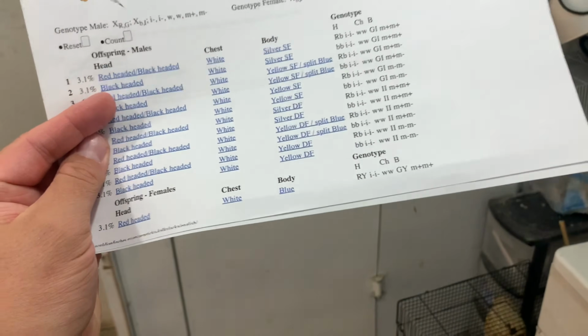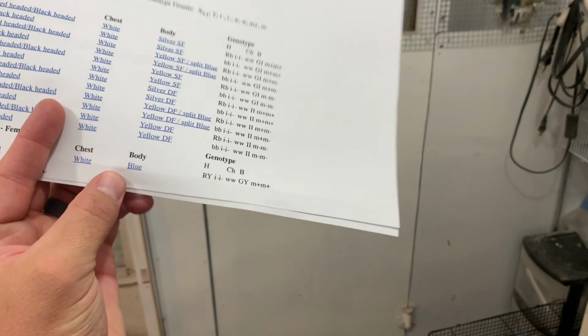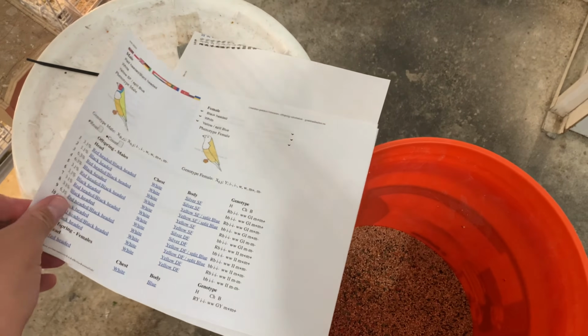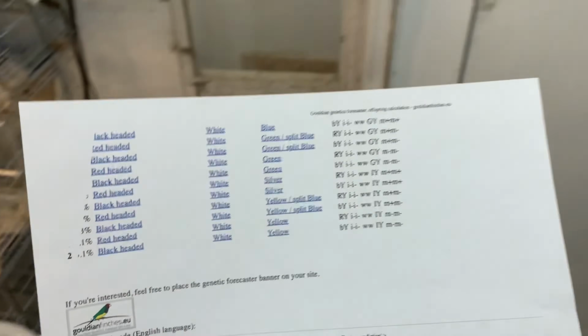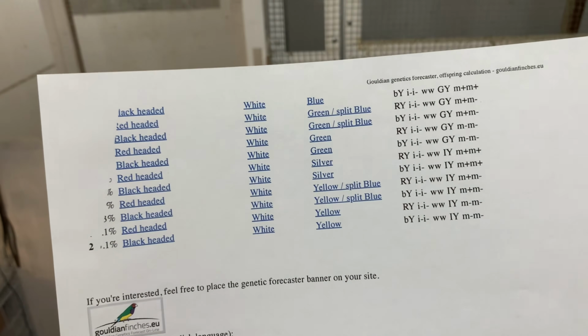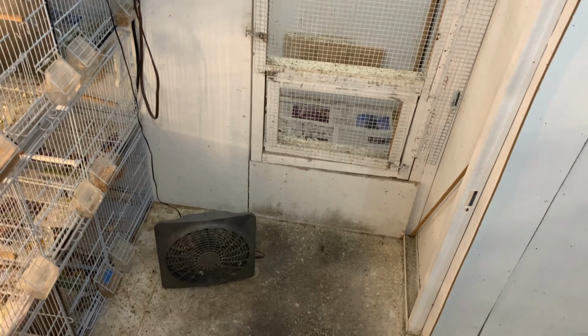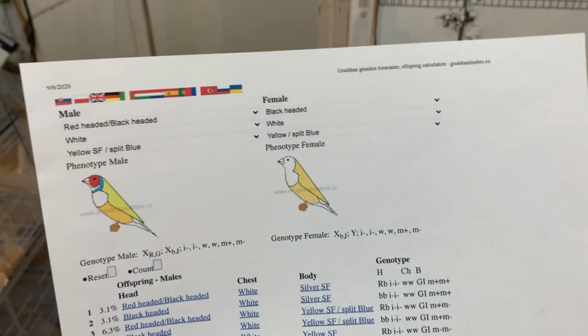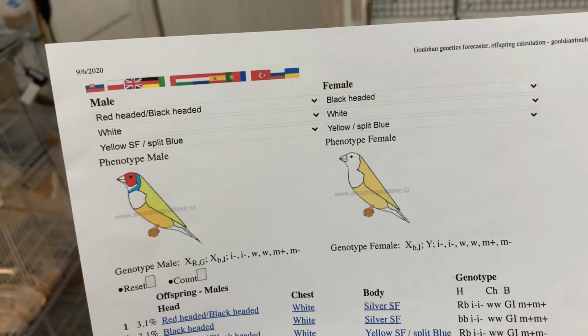But then if you go down to the females, I can get red and black-headed females as well. All of the breasts will be white. And then the bottom, you can see body, there's a blue. So I can get a blue baby, okay? Let's just throw this page over so that you can see the rest of what I could get. So I could get blue backs, I could get green, I can get silver, and I could get yellow. So I could get every single color of body type just from this one pair of birds because of them being split to blue back, okay?